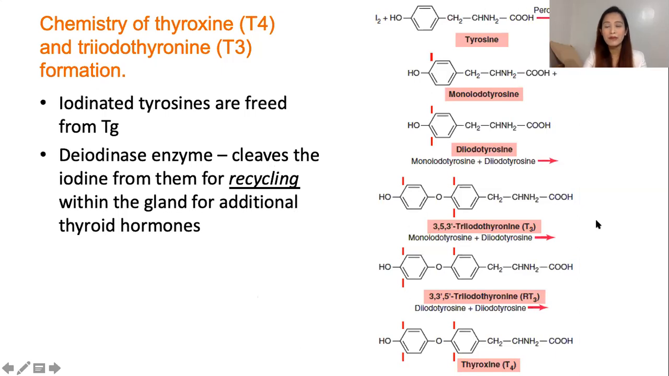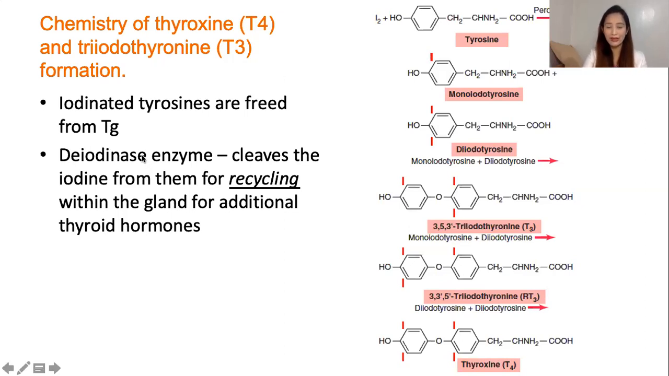So if you look at the biochemical structure of thyroid hormone production, the amino acid precursor will be tyrosine, and it will be iodinated to form monoiodotyrosine. If another iodine is added, it becomes diiodotyrosine. So if you combine MIT plus DIT, you have T3 or RT3, or if it is DIT plus DIT, it becomes T4. So that's the location of your iodine in your iodinated tyrosines.